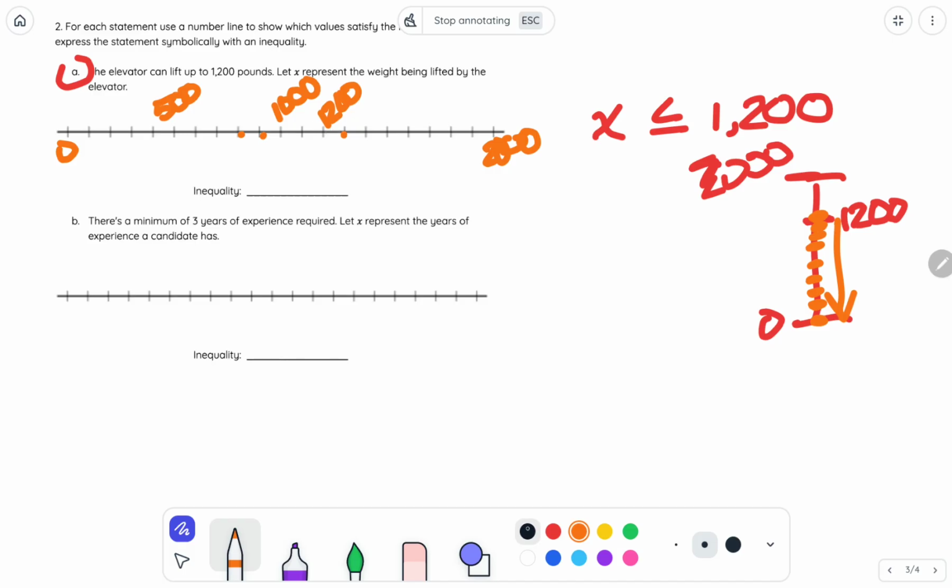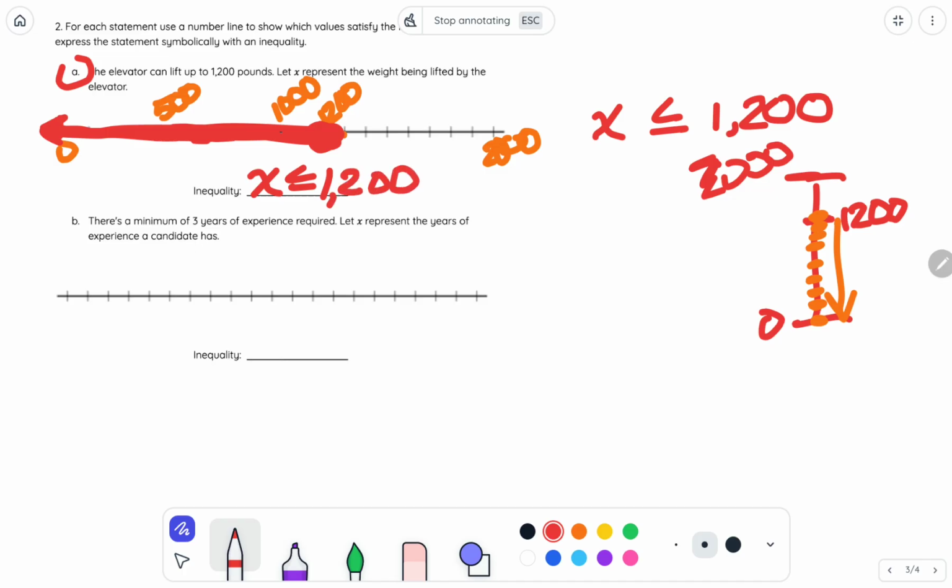So since this is at 1,200, including 1,200, it could have up to 1,200. So including 1,200, we have to shade in our dot, and everything less than that. So we have to shade everything to the left and draw our arrow. So everything that's less than or equal to 1,200 could be weights that the elevator could hold. And make sure that your dot is circled in because it can include 1,200 pounds. And that inequality would look like, again, X has to be less than or equal to 1,200.